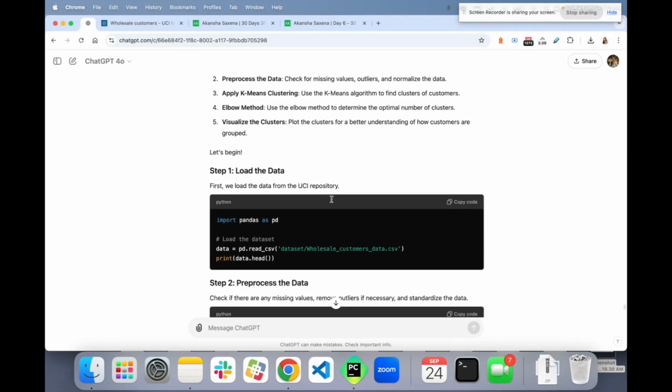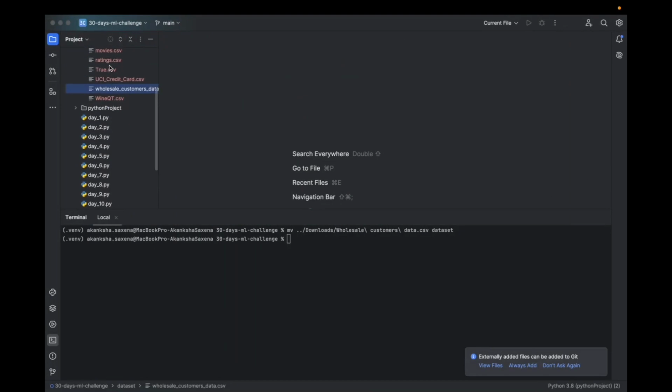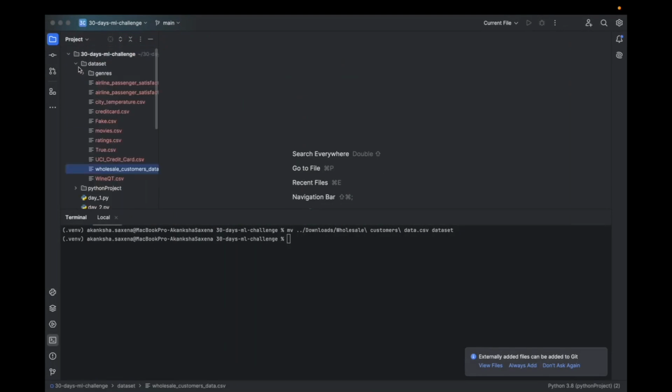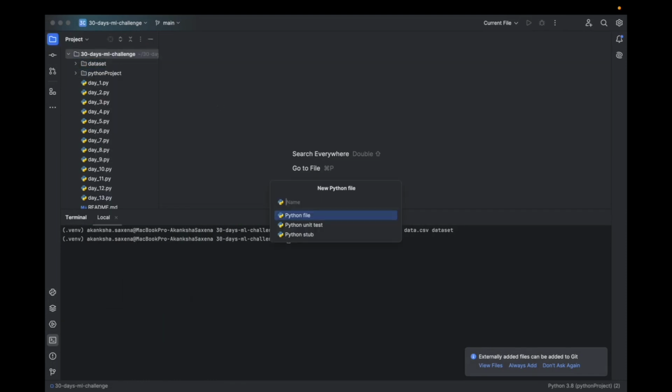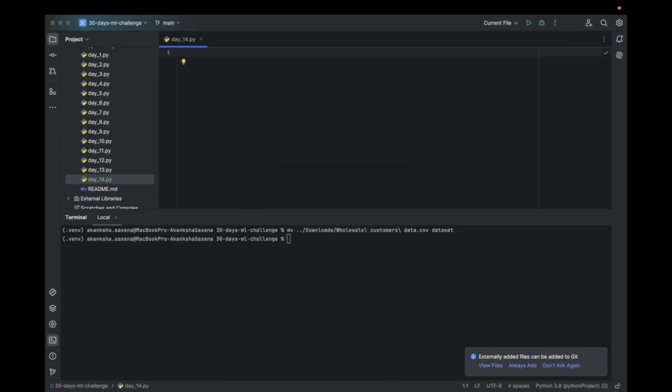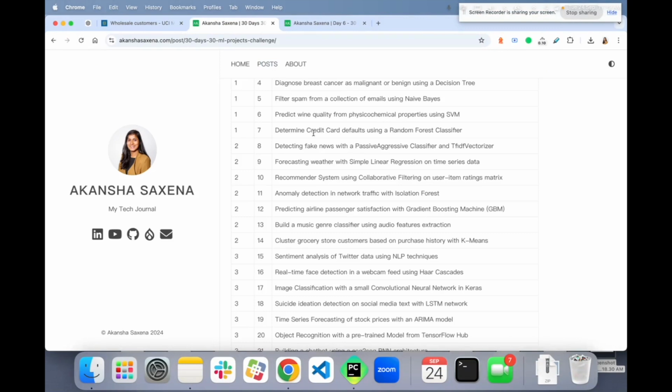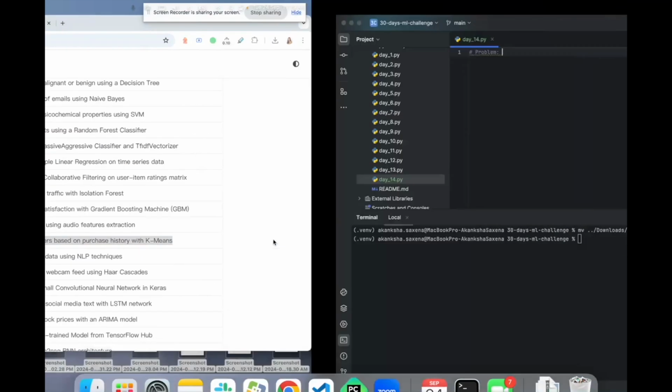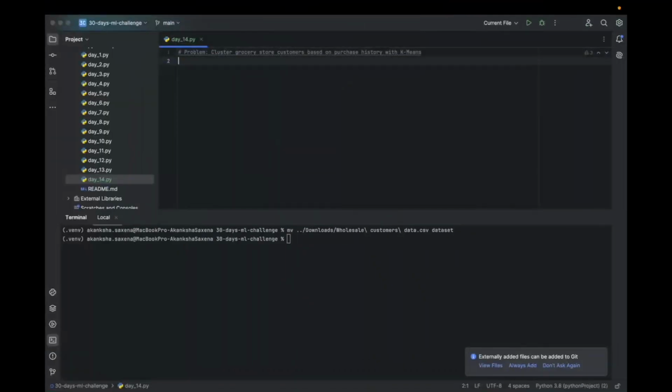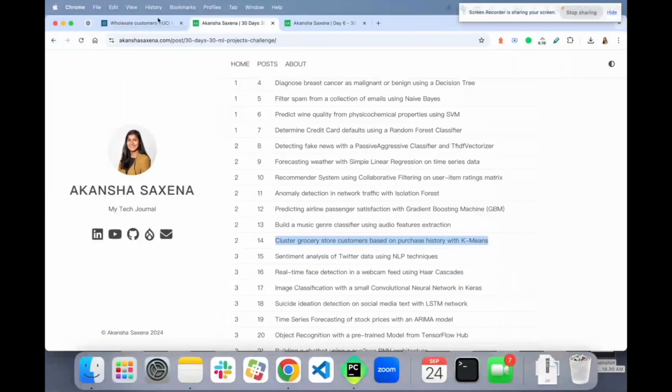So what we have to do is load the data. Let's start by creating the file for today's problem. It is going to be a Python file, day 14, and let's add it to our repository. Let's specify the name of the problem: we have to cluster grocery store customers based on purchase history using the k-means algorithm. And the data set, we are getting from here.